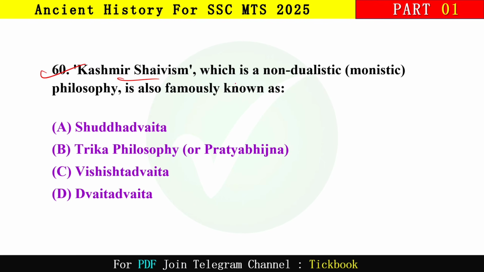60. Kashmir Shaivism, which is a non-dualistic philosophy, is also famously known as? Option number B, Trika philosophy.